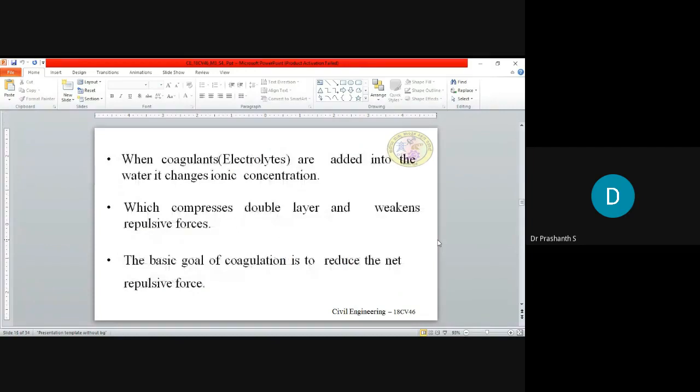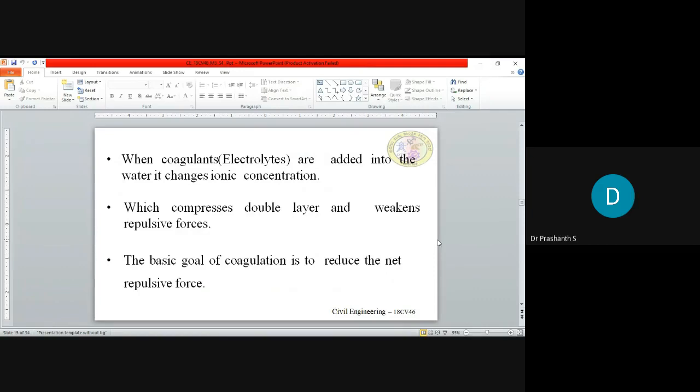So, when coagulants are added into the water, it changes the ionic concentration, which compresses the double layer. A double layer is going to have a repulsive force. That is why particles are not going to attract each other. If the particles attract each other, mass develops, and it will settle down. So, it is not happening there. So what we do, we add a coagulant.